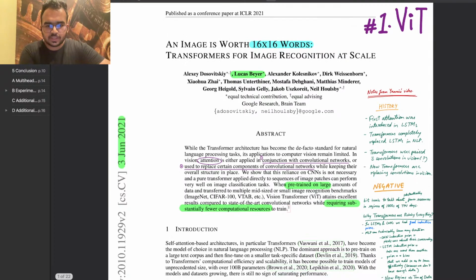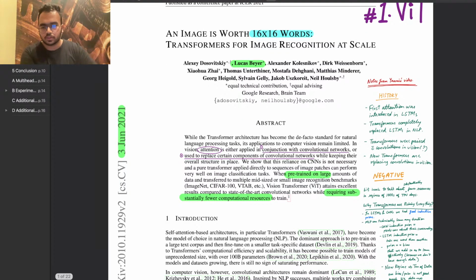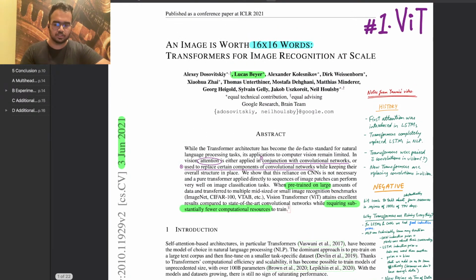So as I mentioned, this paper was released in 2021 on arXiv, 3 June, and 16 by 16 words is just going back to what tokens are in natural language. So words would be tokenized, and you will be passing these tokens into your transformer. So an image is worth 16 by 16 words. Words are the unit that goes into the natural language transformer, and they are trying to replicate that, saying okay, an image would be a 16 cross 16 grid, and those patches that are created would be considered as words, analogous to what it is in language.